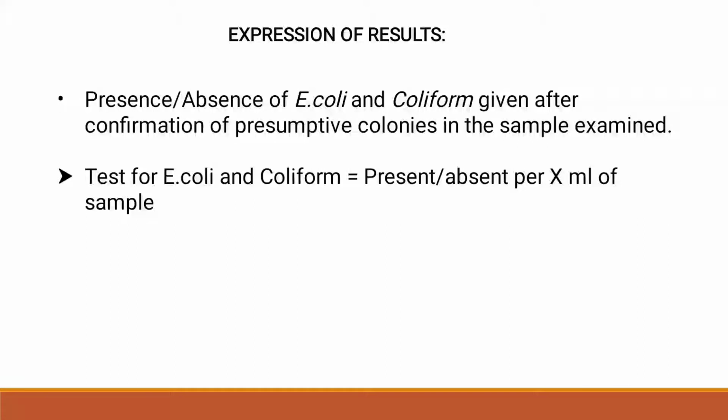So these are the results, that is the presence and absence of E. coli and coliform given after confirmation of the presumptive colonies in the sample examined. The test for E. coli and coliform is expressed as present or absent per mL of the sample. So whatever volume you are taking, we have to divide it with the present count.